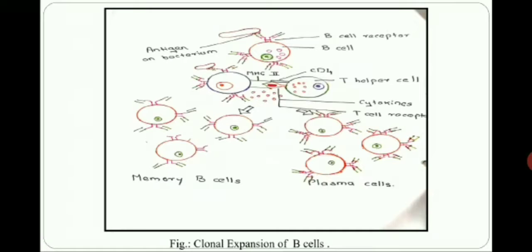B cells bind to the antigen via the B cell receptor. After processing of that antigen using MHC class 2 molecules, they present the antigenic peptide to T helper cells. After recognition of the antigen, the T helper cell starts to secrete cytokines. Now these cytokines activate the B cells so that proliferation starts, and the B cells get divided into plasma cells and memory B cells. Plasma cells are the cells which secrete the antibody molecule.